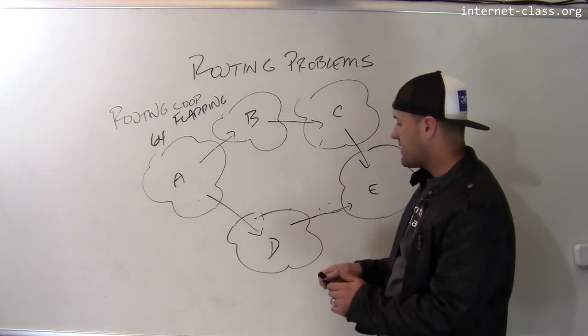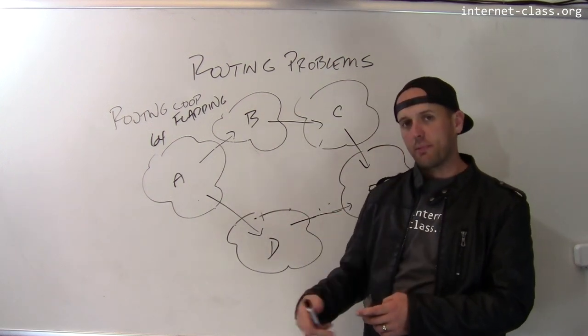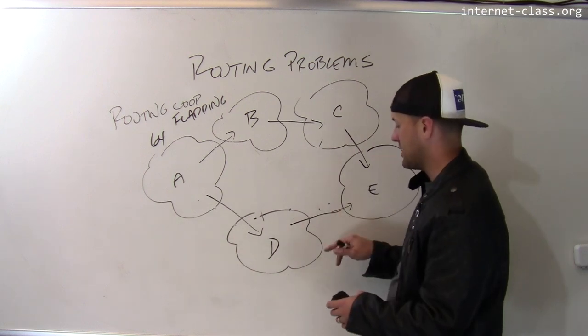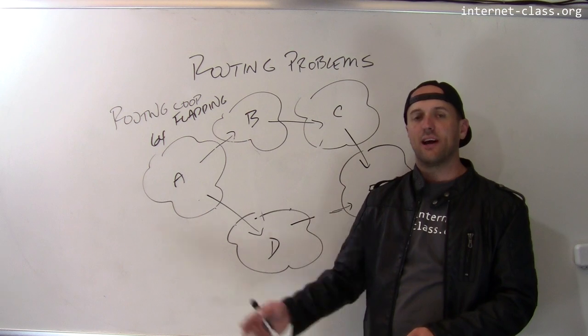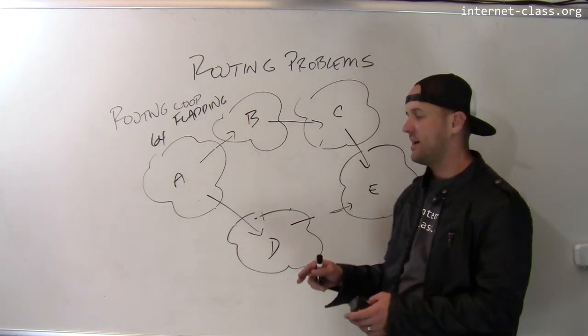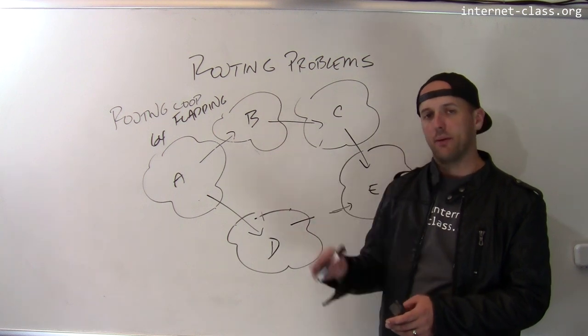So a typical way to avoid this is to not allow autonomous systems to repeatedly rebroadcast this sort of information. So if the link to E goes down, D can't re-advertise that link as being available for a period of time. That prevents that route from flapping and from coming up and down frequently.